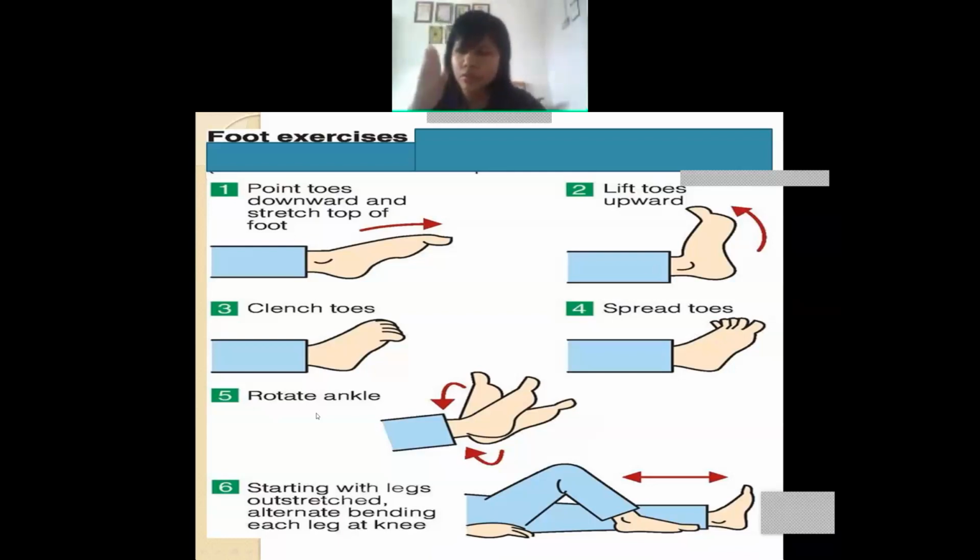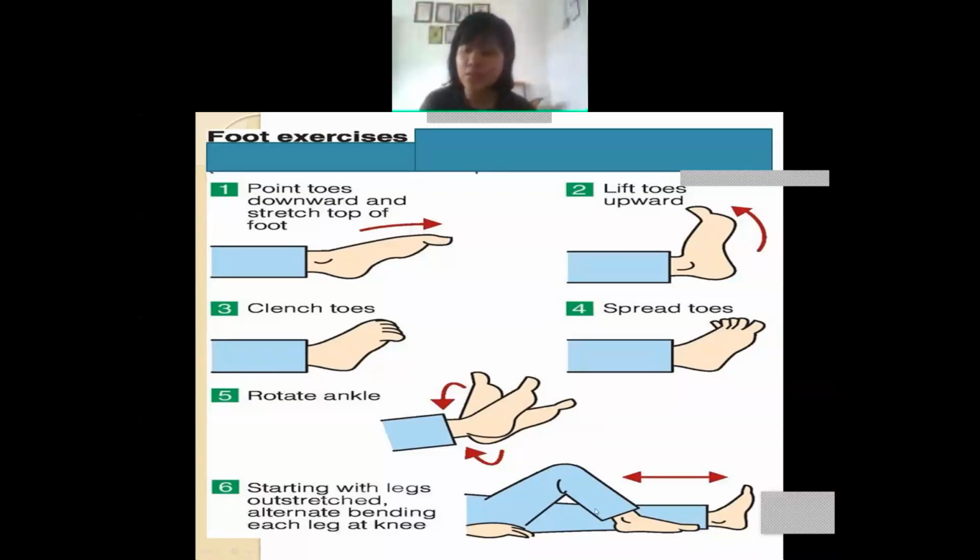Next is rotate ankle, so they should rotate their ankle in this manner. And the last one is that they should fold their legs in this manner. First in this manner on the right side or the left side, and next on the other side, the opposite side. They should do it like this.